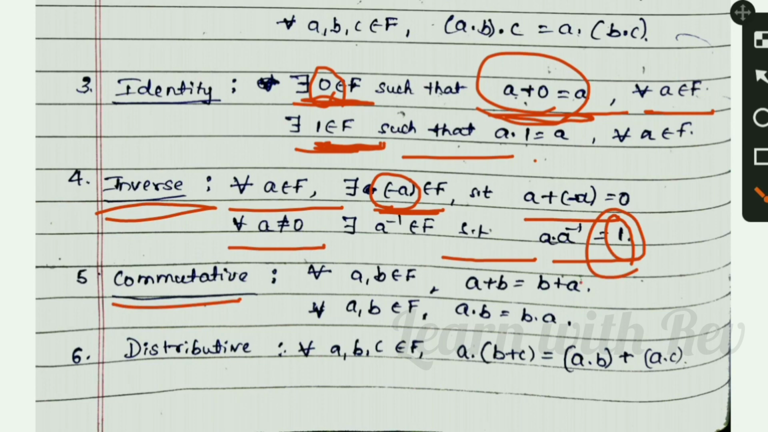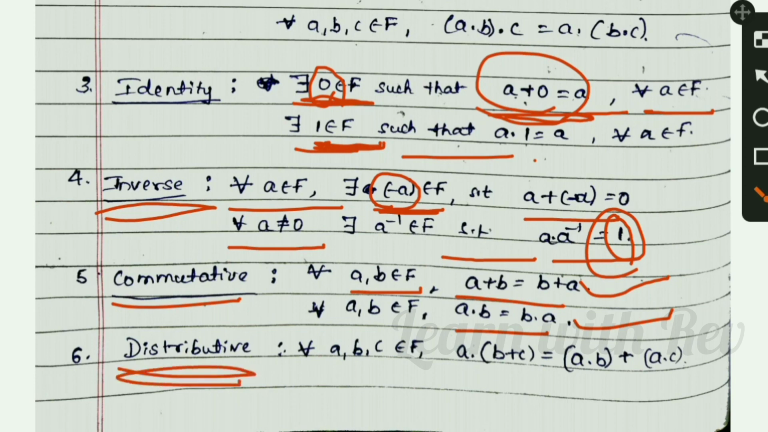Next, fifth one is the commutative property. Here also for addition and multiplication. For all A, B belonging to F, A plus B is equal to B plus A, and similarly for multiplication, A into B is equal to B into A. So we can see that all 5 properties hold under addition and under multiplication.